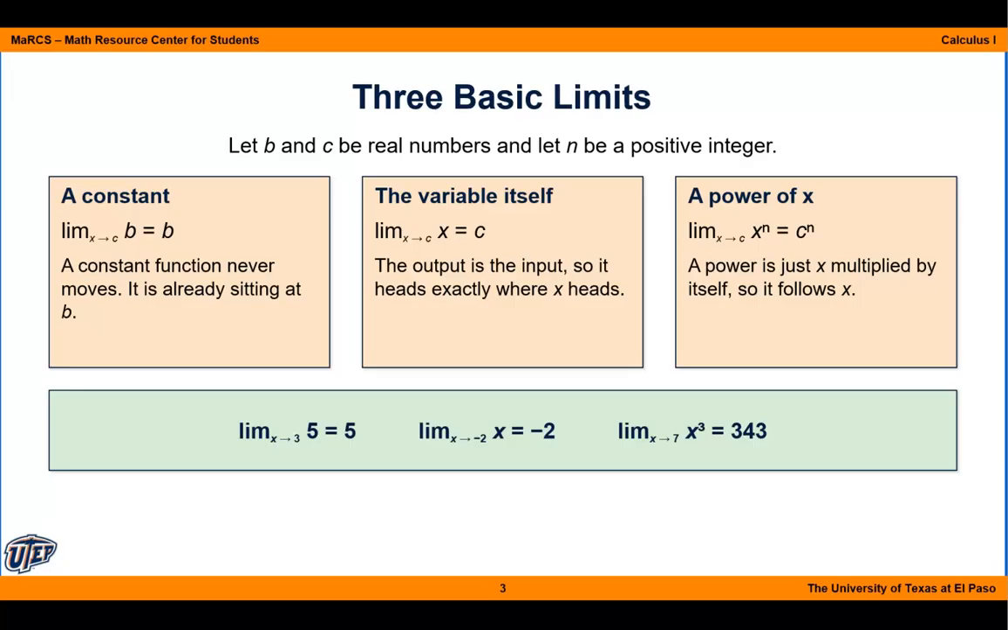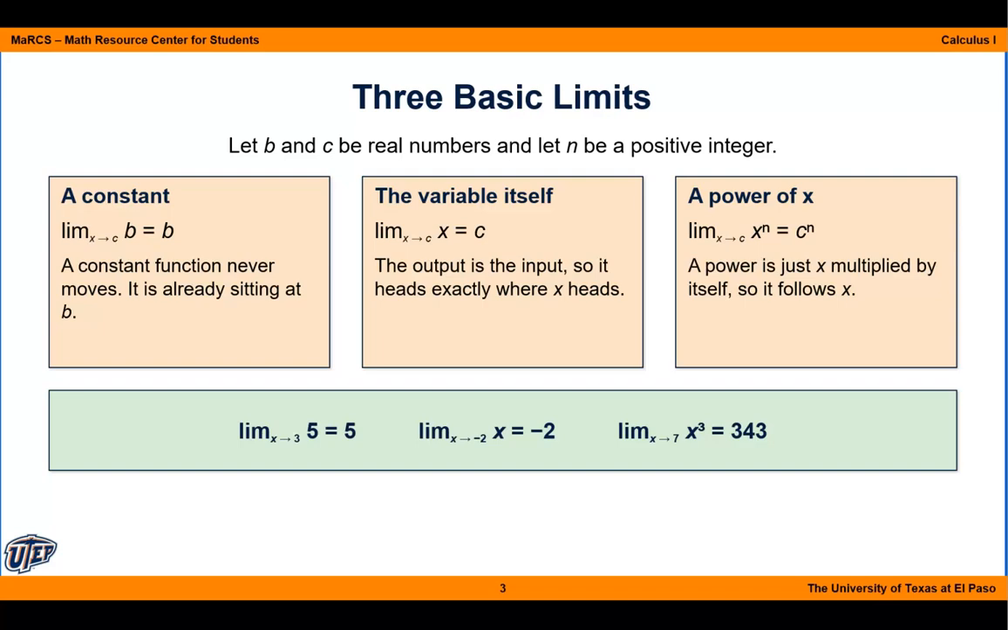We will begin with three basic limits that follow directly from the meaning of a limit. First, the limit of a constant is simply that constant. A constant function never changes, so as x approaches any value, the output remains fixed. Second, the limit of x as x approaches c is c. The output is the input, so the output approaches exactly the same value as x. Third, the limit of a power of x is found by raising c to that same power.